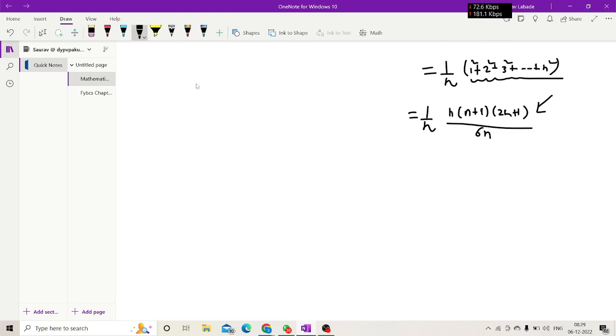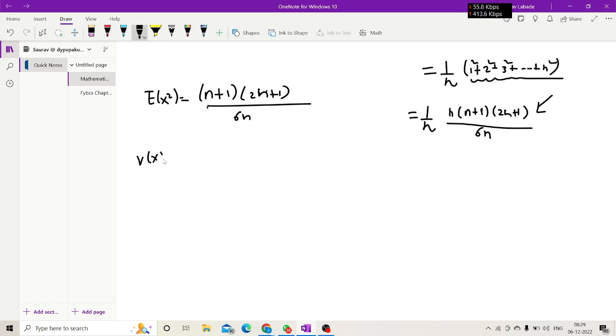What is your expectation of x square then? The n should get cancelled, so this should be n plus 1 into twice n plus 1 divided by 6.